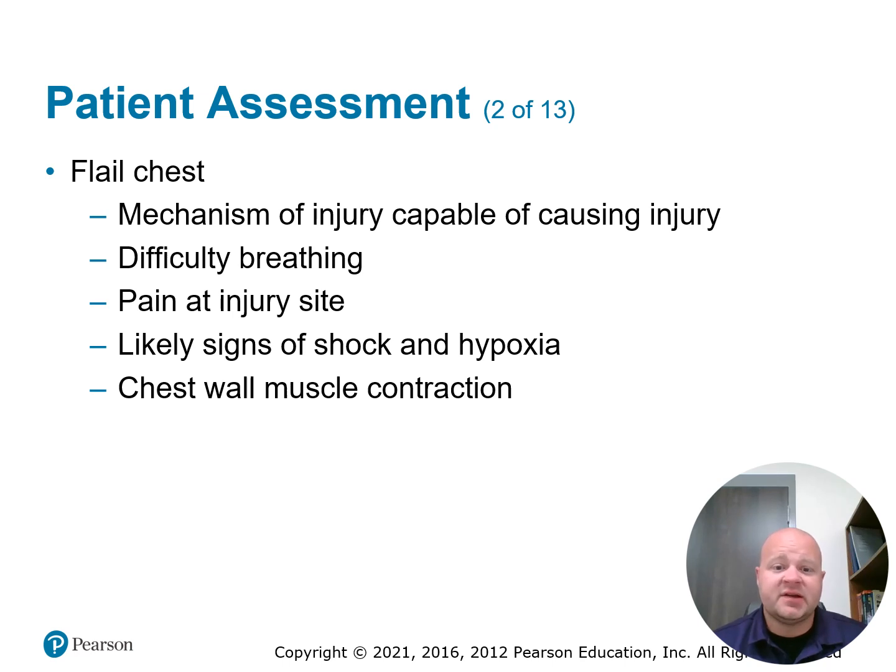Flail chest, the mechanism of injury has to be capable of causing the injury. They will have difficulty breathing. There will be pain at the injury site, likely signs of shock and hypoxia. A mechanism large enough to cause this kind of injury is going to cause those signs. And then obviously we'll see that paradoxical movement with the chest wall contraction.